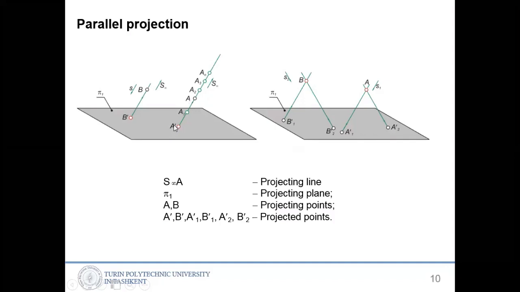Because all of this lies in one ray, in one line. Here two rays are given, S1 and S2, and points A and B. A and B can be projected with the parallel projection S1 to A1 dash and B1 dash. And if you use the ray S2, that will generate B2 dash and A2 dash.